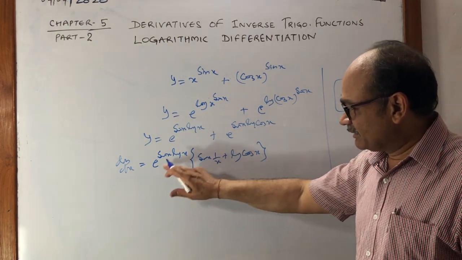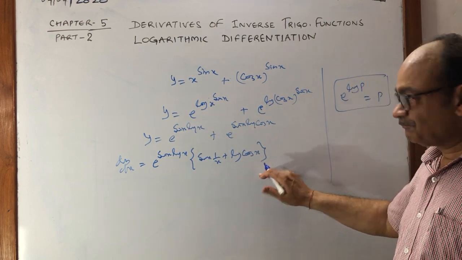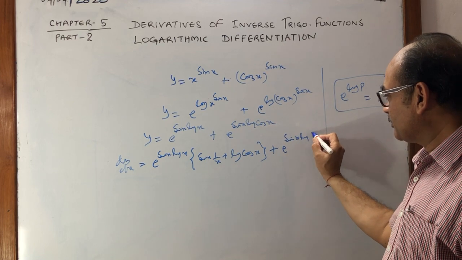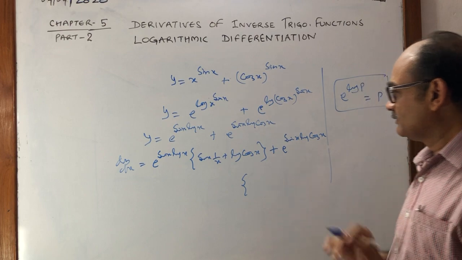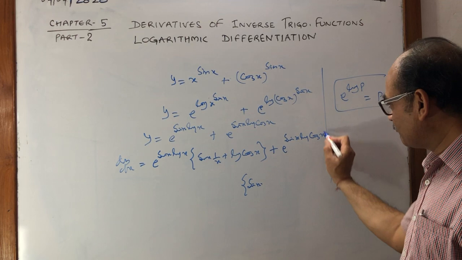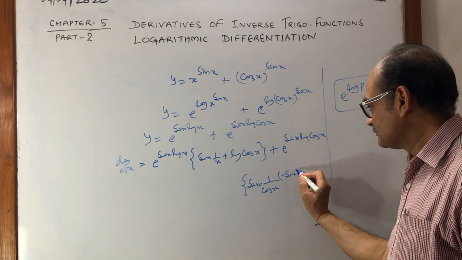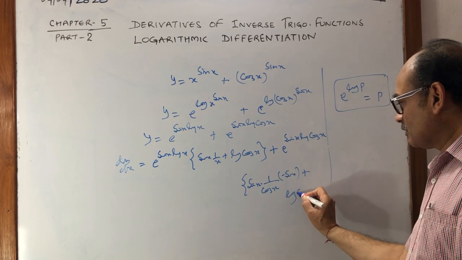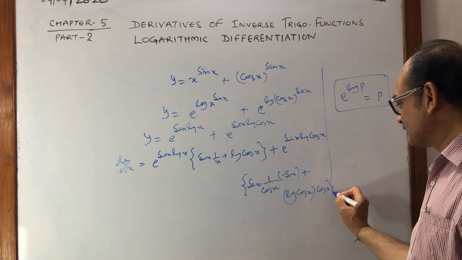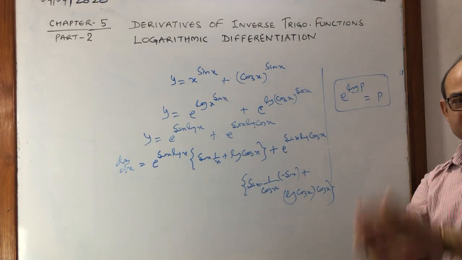e to the power t, derivative of t, product rule. Second part, e to the power u, and the derivative of u: sin x constant, derivative of log something means 1 upon something, and something means cos x, with derivative minus sin x, plus log cos x constant, and derivative of sin x is cos x. If you solve in this way, then your answer is correct.